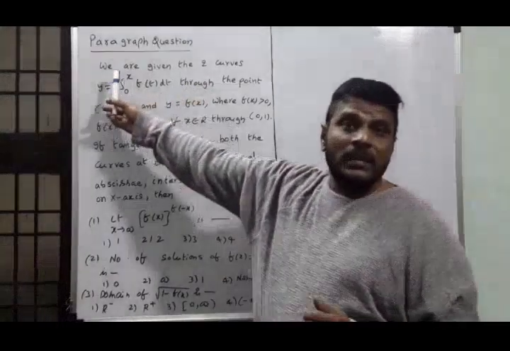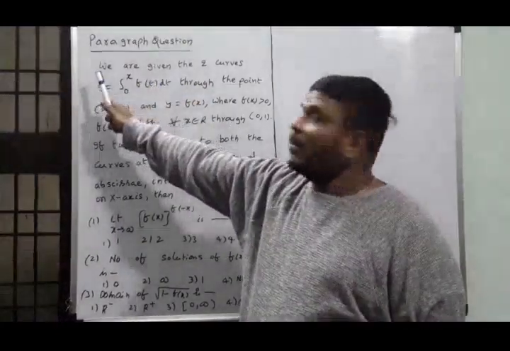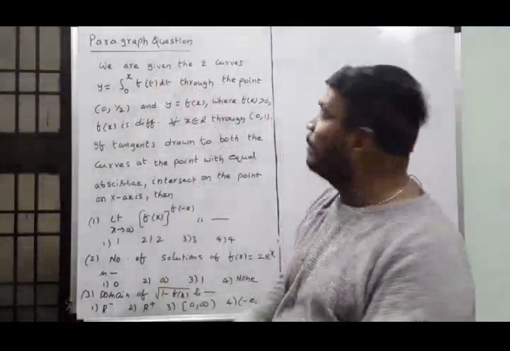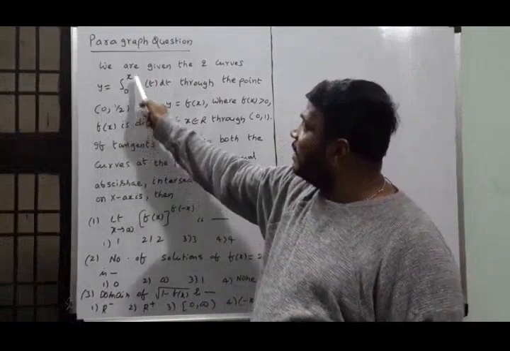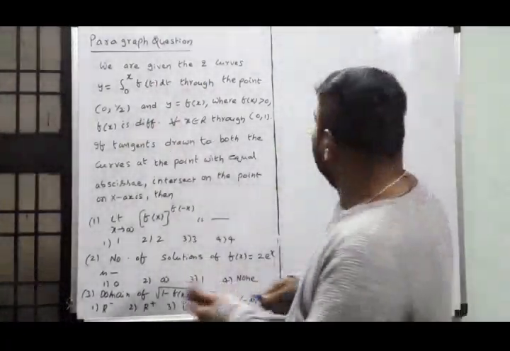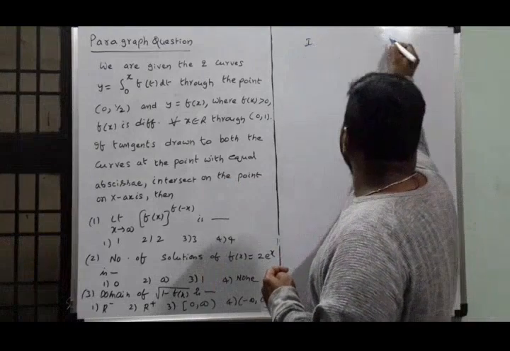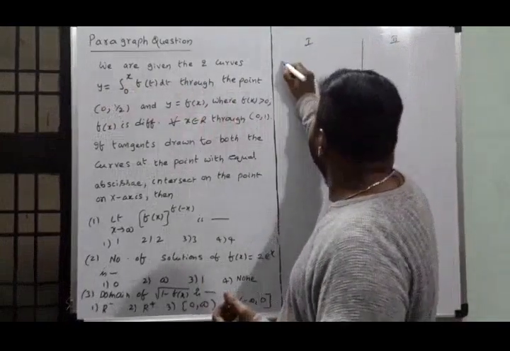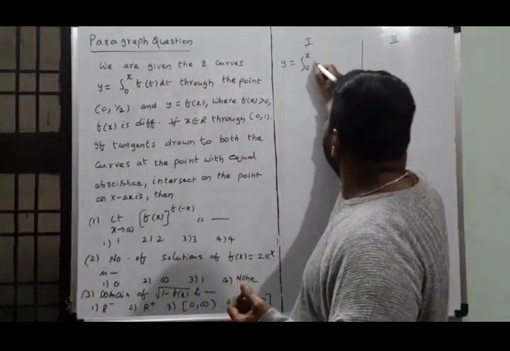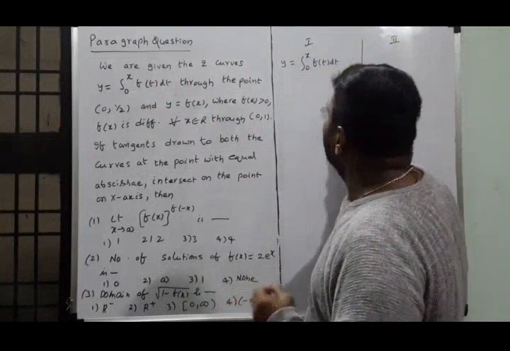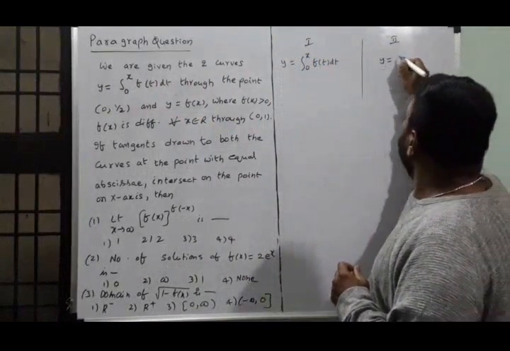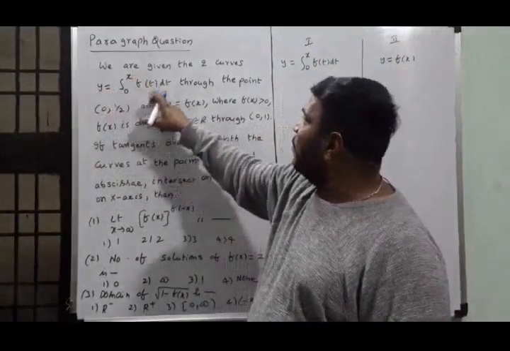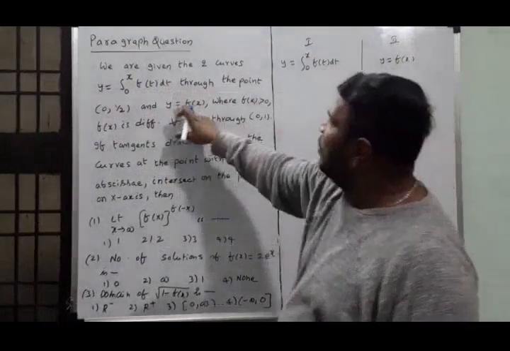So here I am reading the paragraph. Two curves are given to us. The first curve is y = integral from 0 to x of f(t) dt. The second curve is y = f(x).